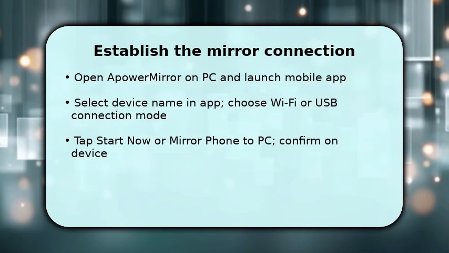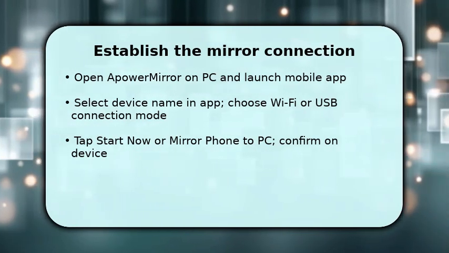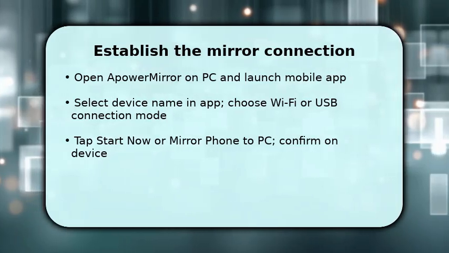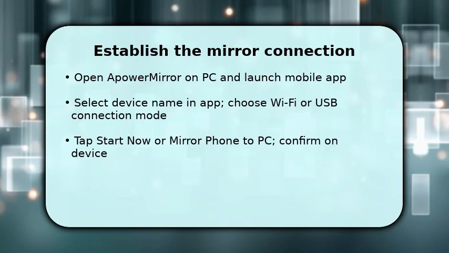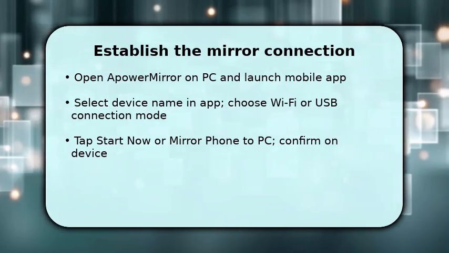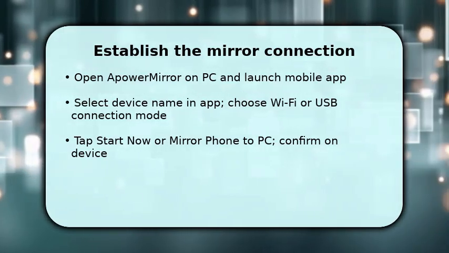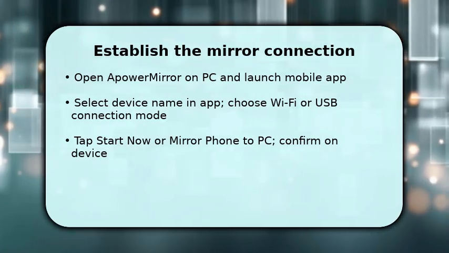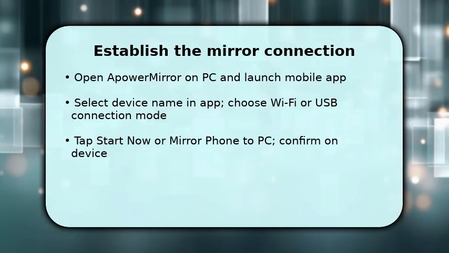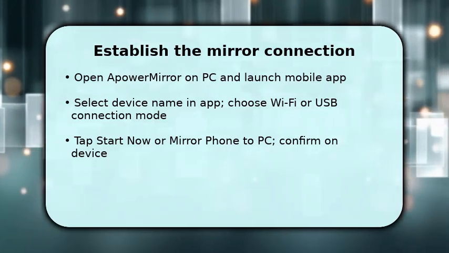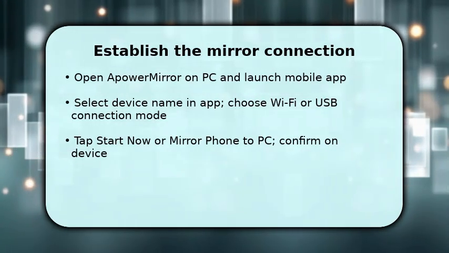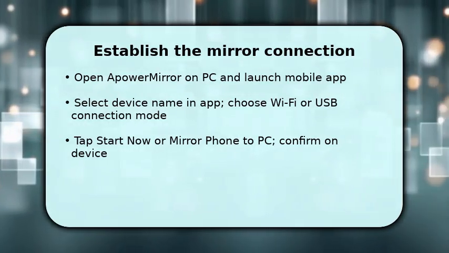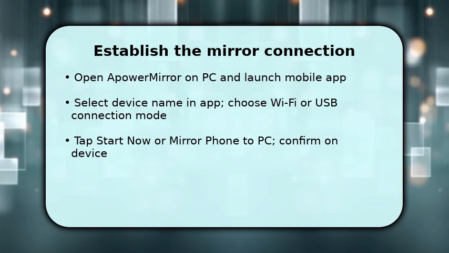Now you move into the core setup. Open Apowermirror on both devices and scan for the PC name inside the mobile app. If using Wi-Fi, select the computer from the list and hit Mirror Phone to PC. If wired, choose USB mode and accept the computer's prompt. Once connected, make sure you select the correct audio and display options so sound routes through the PC when needed. These choices determine performance and latency, so choose wired for minimal lag and Wi-Fi for convenience.